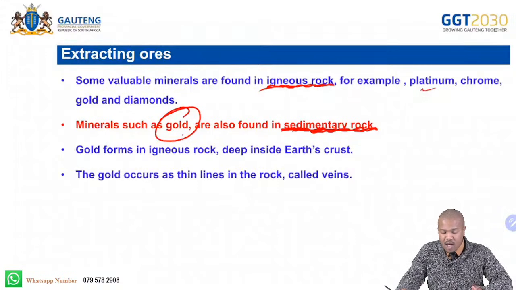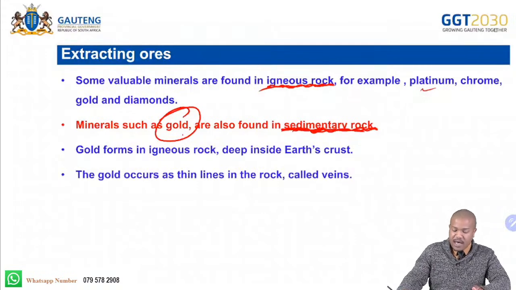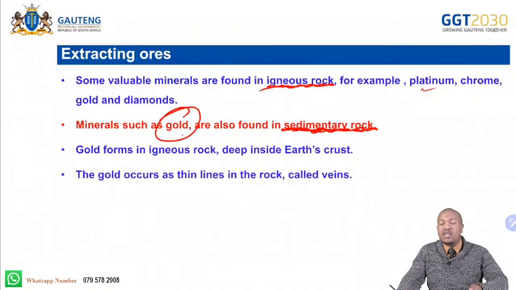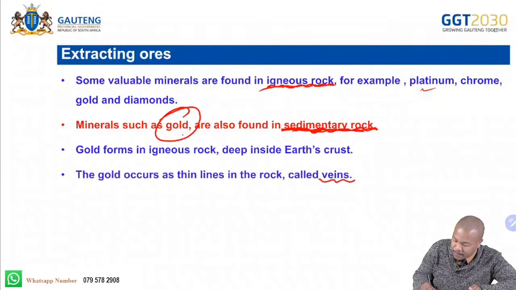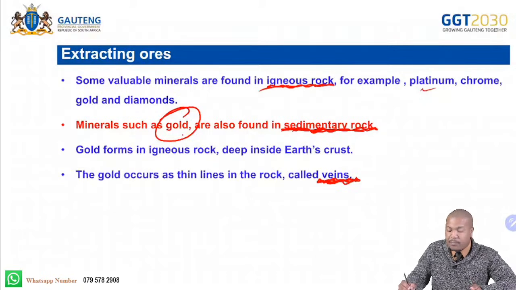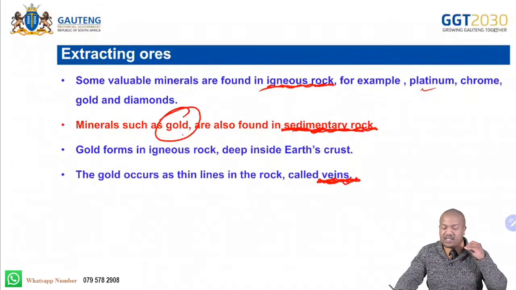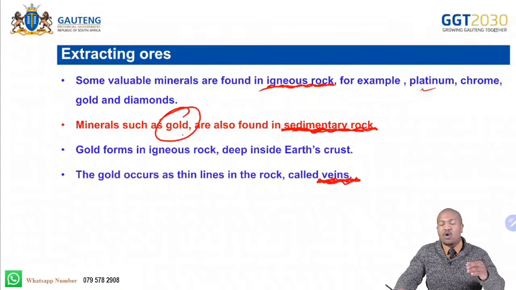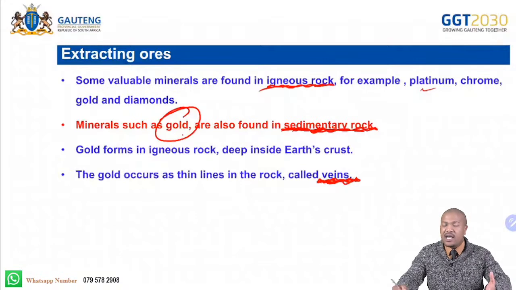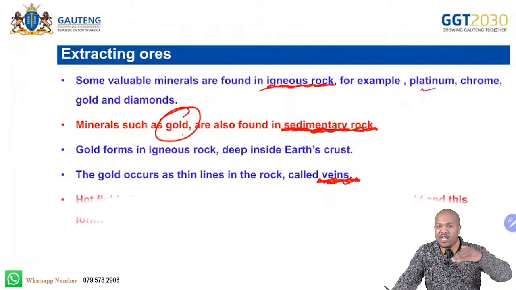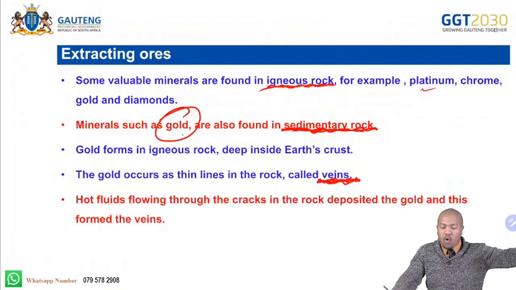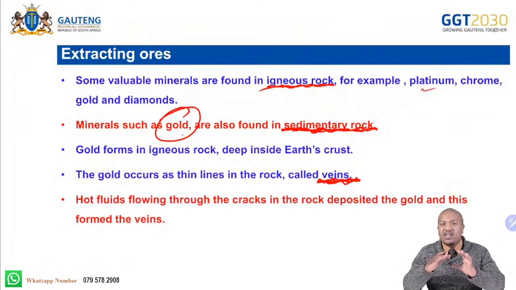Are we together? So the gold occurs as thin lines in the rock that are called veins, right? When this gold is deposited inside these rocks, it occurs in these thin lines in the rock that are called veins, right? So think of veins of the body. They are as veins as well, like that, to illustrate or to show the gold that is in the rock, right?